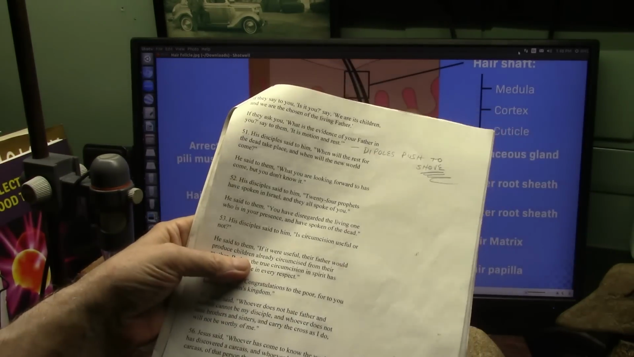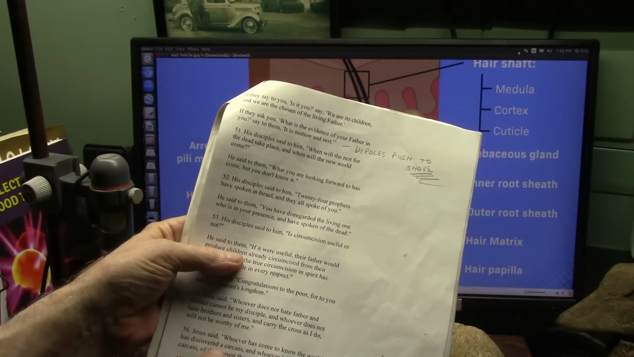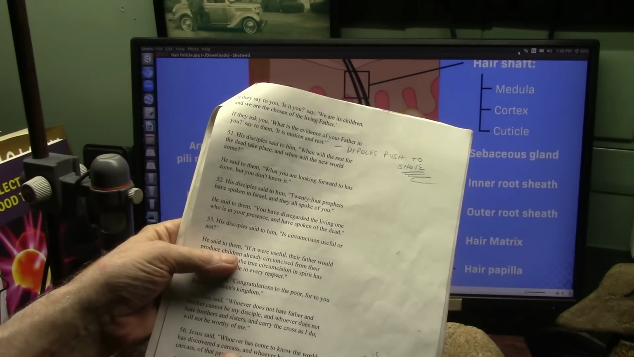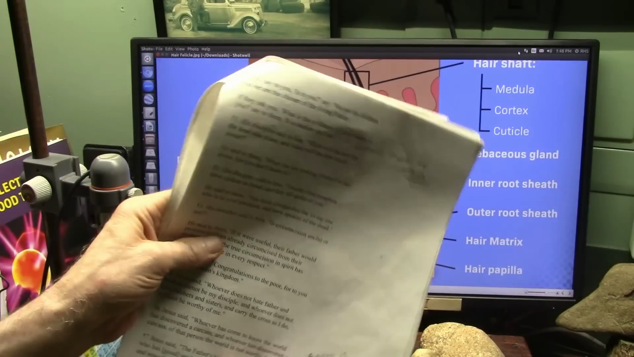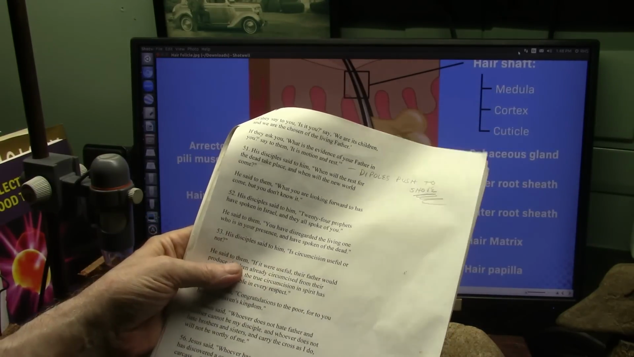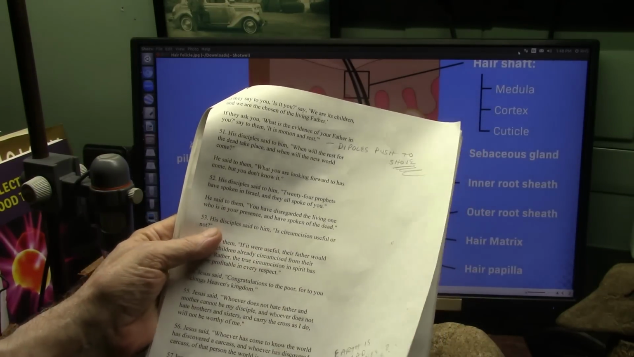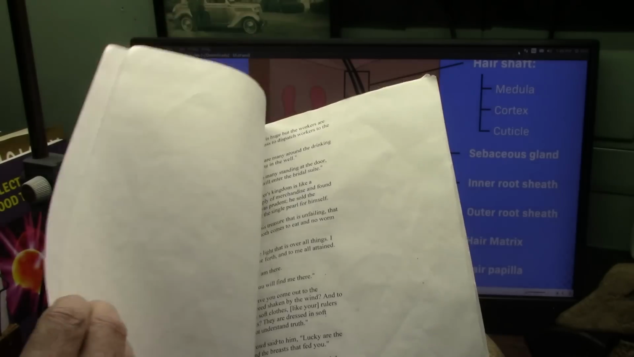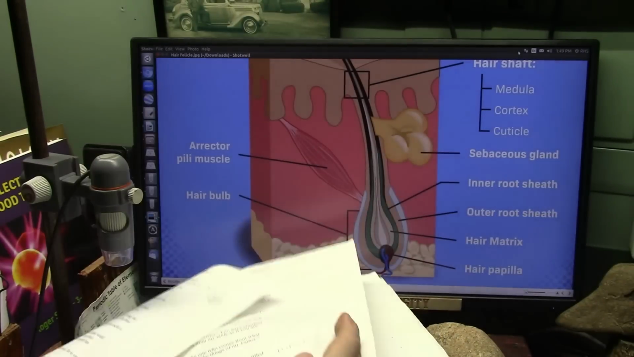56, pretty obvious. Whoever has come to know the world has discovered a carcass. I discovered a carcass, I'm going to tell you what. You have too. And whoever has discovered a carcass, of that person the world is not worthy. So now we have a carcass. And then 80, what is this, like a dipoles.